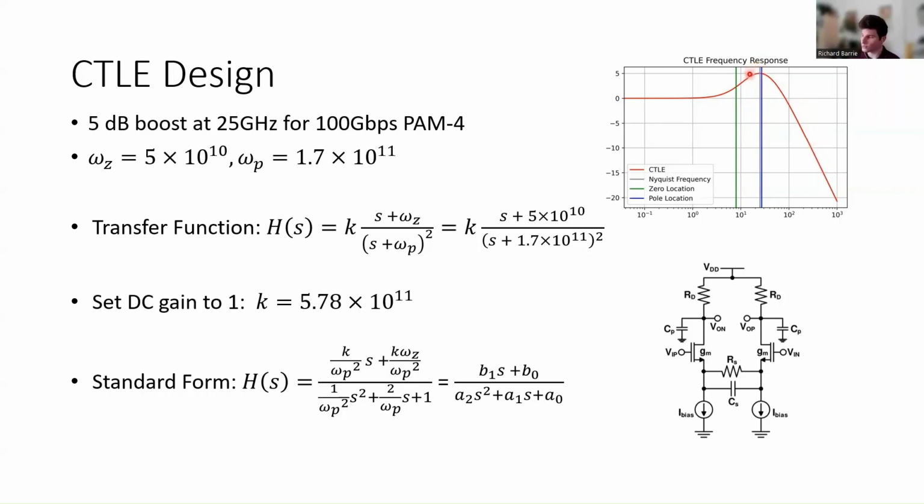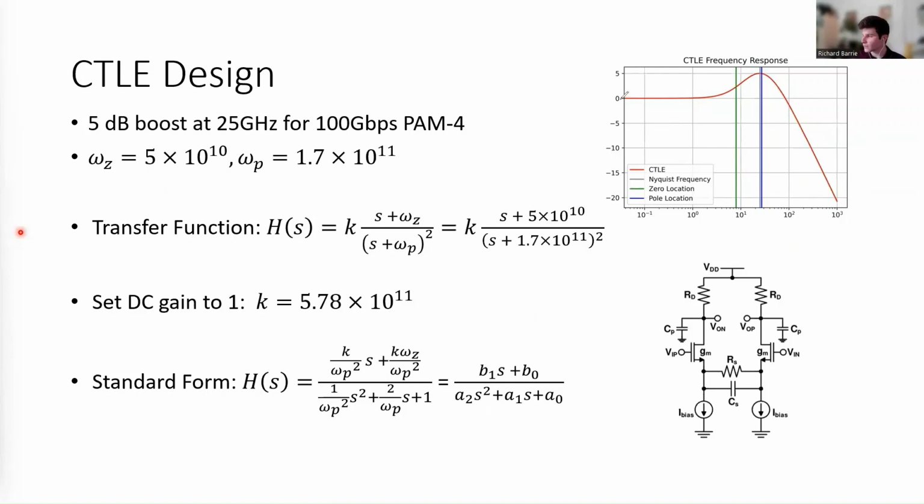This transfer function with 1 0 and 2 poles can be implemented using the circuit shown on the bottom right, but I'm not going to get into how to pick component values to achieve this in this tutorial. In reality, a real 100 gigabit per second PAM4 SerDes would have a much more complicated CTLE circuit than this that would allow for us to have a programmable gain.